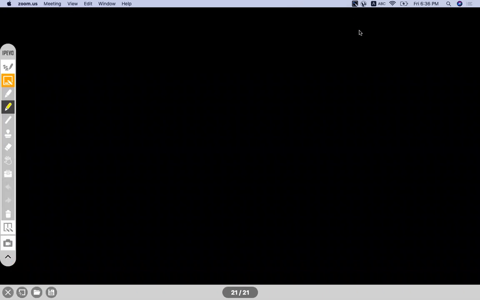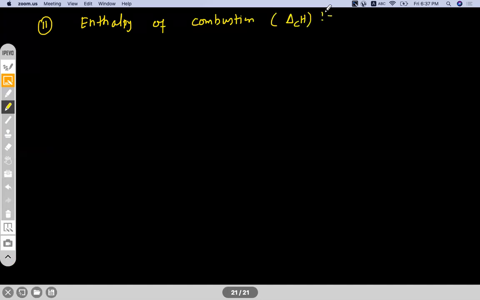Okay, so we had discussed enthalpy of formation. Now the second term we have, you write down, the enthalpy of combustion. That is delta H of combustion, enthalpy of combustion.